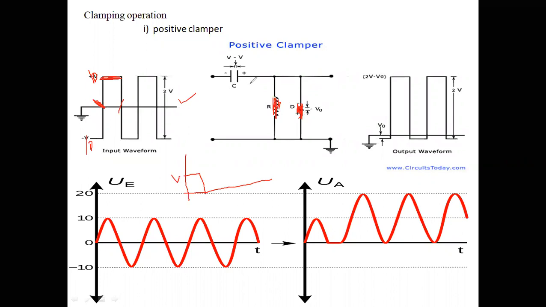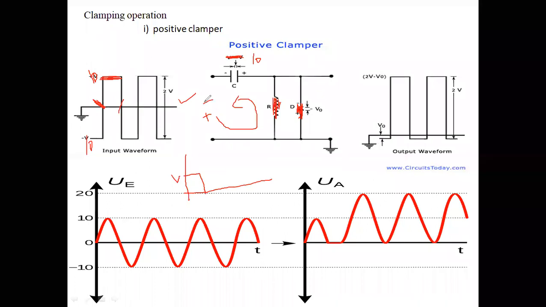Therefore, now the circuit resistance is 0, if I take this as an ideal diode. Once the circuit resistance is 0, capacitor charges to peak value. My peak voltage is 10 volts. Therefore, in which direction is it going to charge? This is the negative direction. Therefore, this will be minus and this will be plus. Capacitor charges in this direction.